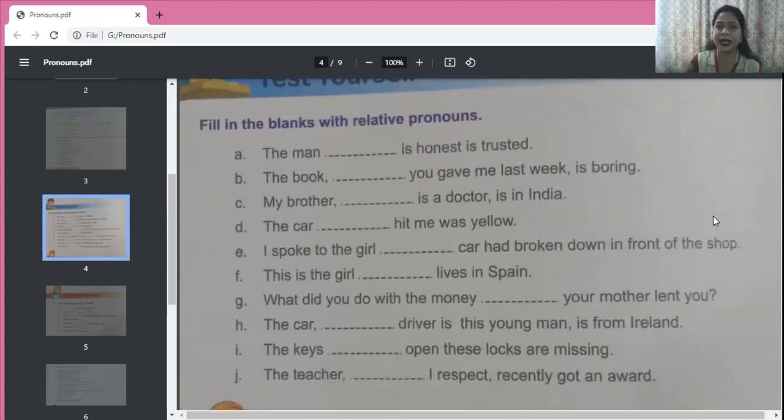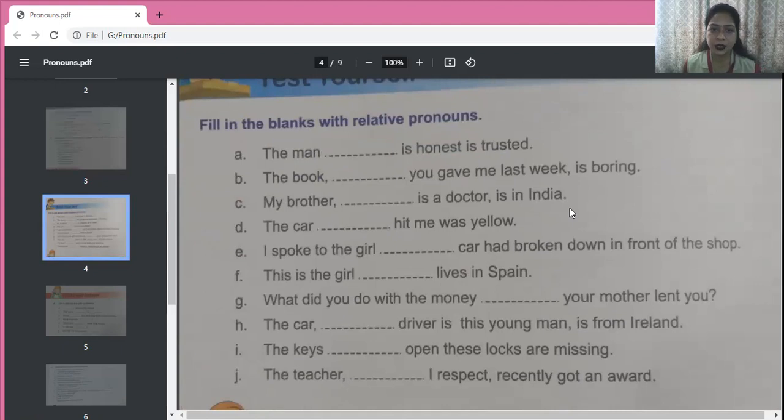Okay. Fill in the blanks with relative pronouns. The man dash is honest is trusted. The man who is honest is trusted. The book dash you gave me last week is boring. The book that you gave me last week is boring.